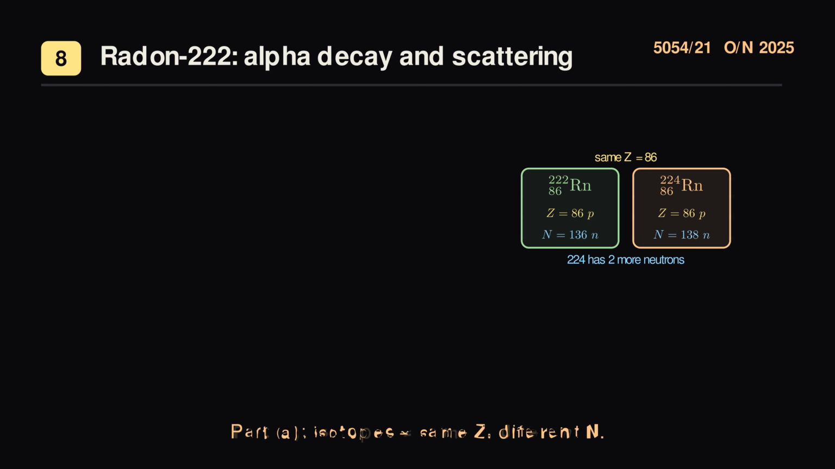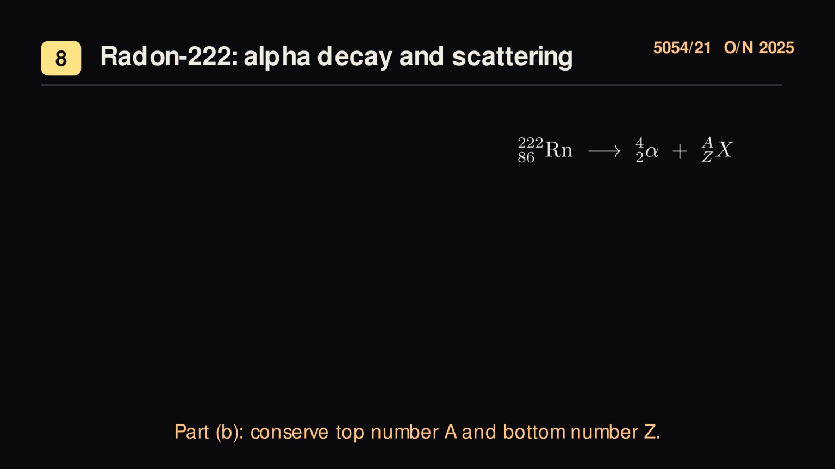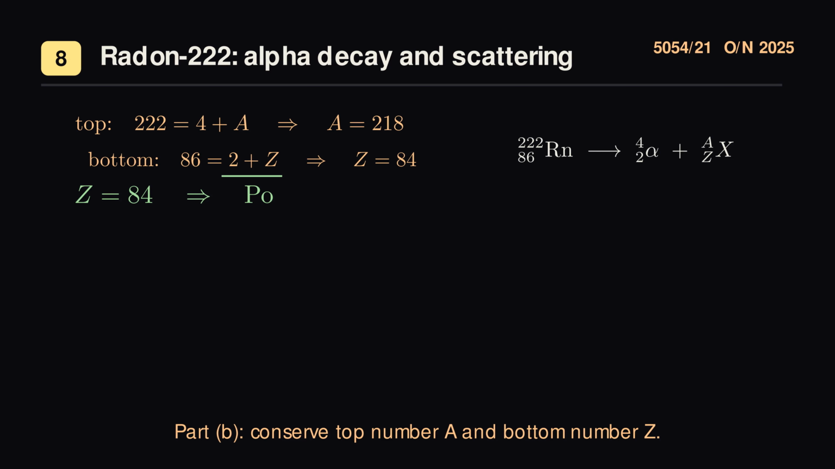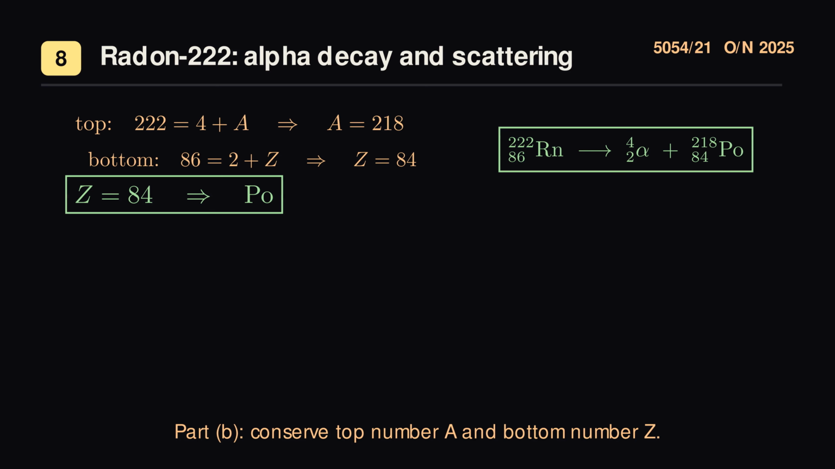Part B. In alpha decay, nucleon number and proton number are conserved. The top numbers give A equals 218. The bottom numbers give Z equals 84, which is polonium.